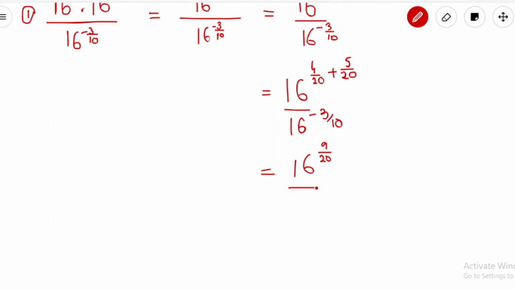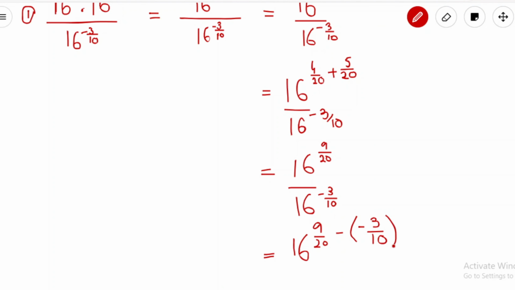Then we go to the denominator, which is 16 raised to the power minus 3 over 10. Right now we have a single fraction. In this single fraction, we can see that the numerator and denominator both have the similar base. Then their exponents are going to be subtracted. So 9 by 20 minus 3 over 10. We're going to subtract both of them.